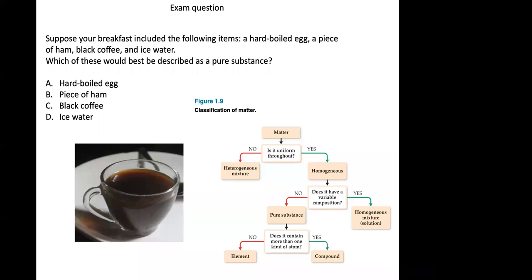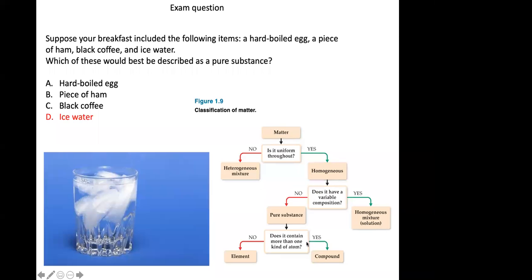Now, sometimes when I make it, I may make a very strong cup of coffee, and other times a weaker cup of coffee. In both cases, it's still coffee. My point is, coffee has a variable composition. You can change the proportion of the different parts in that mixture and still have it be coffee. So coffee would best be described as a homogeneous mixture. It leaves us for our best example, if we go down the line here, of our ice water. It's all still the same substance. It's all H2O, even though it's in two different states of matter.